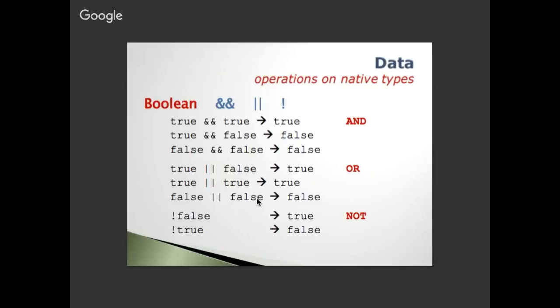True and true equals true. True and false equals false. False and false equals false. True or false equals true. True and true or true equals true. False or false equals false. Not false equals true, and not true equals false.